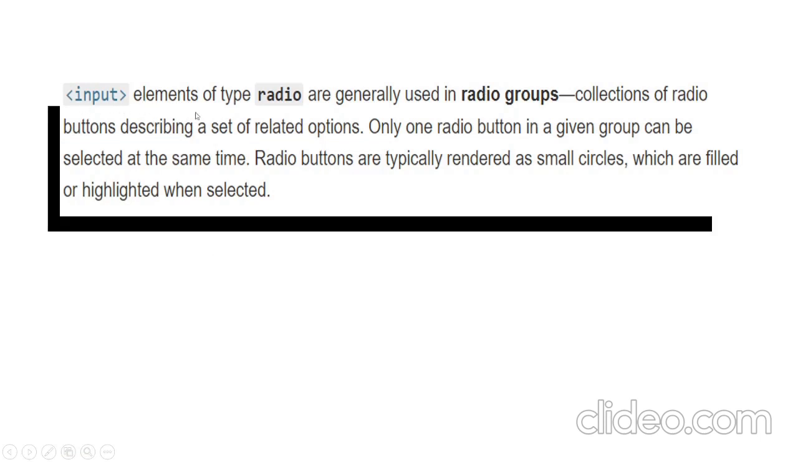It says that input elements of type radio are generally used in radio groups, a collection of radio buttons describing a set of related options. Only one button in a given group can be selected at a time. Radio buttons are typically rendered as small circles which are filled or highlighted when selected. This statement is absolutely fine, but how is that?